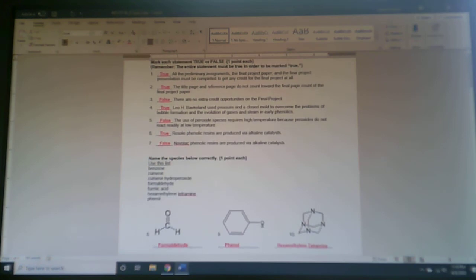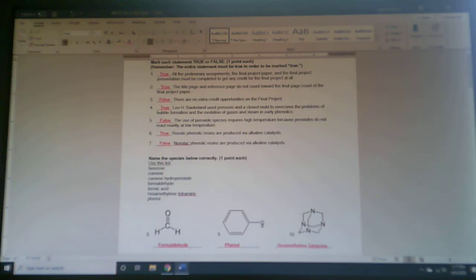So, quiz number 3, answer key. Question number 1. All the preliminary assignments, the final project, and the final project presentation must be completed to get any credit for the final project at all. That is true. We've already done the preliminary reference and outline assignments. That's good. You've already chosen your topic. All that's left at this point is the paper and the presentation. Presentations will be done via YouTube like they have in the past, and papers will be submitted to your Dropbox and Canvas. Please visit the PowerPoint that explains what I expect for the final project paper and ask your questions early.